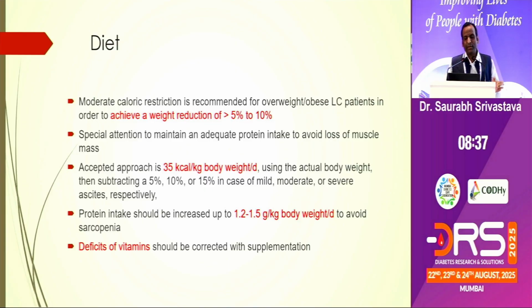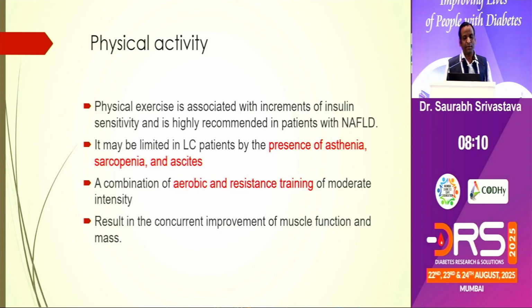Diet is most important, in which we should achieve a weight reduction of 5 to 10%. As there is an incidence of sarcopenia also, the accepted approach is about 35 kilocalorie per kg body weight per day should be given, and then we subtract 5, 10 or 15% in case of mild, moderate or severe ascites. And this should be the average requirement of the body weight. Protein intake should be 1.2 to 1.5 gram per kg body weight, and deficit of vitamins should be supplemented.